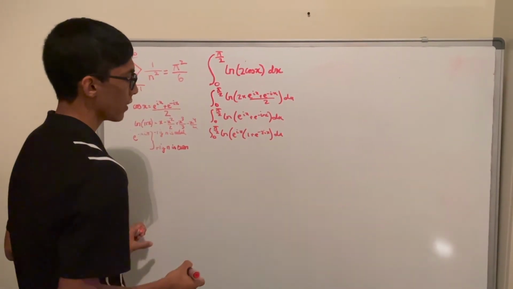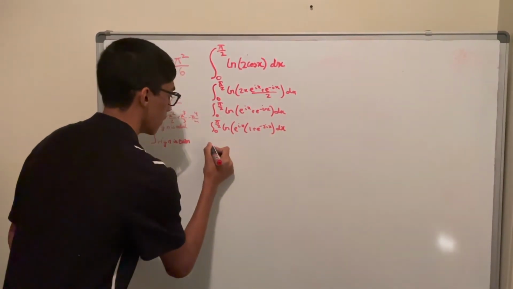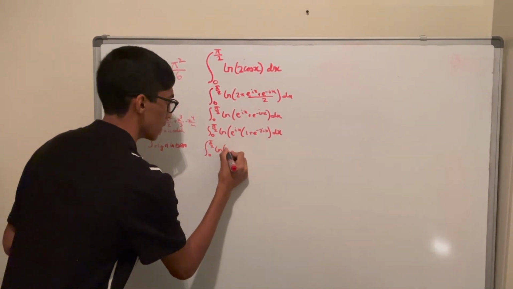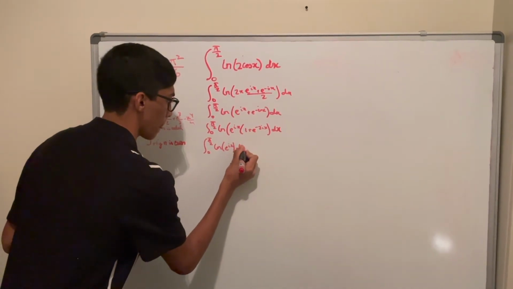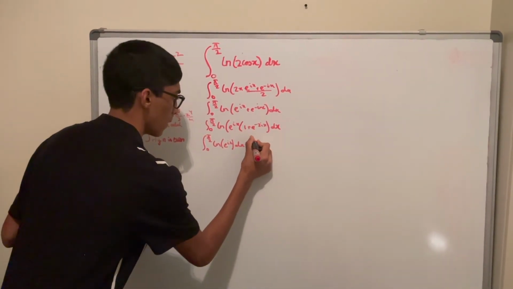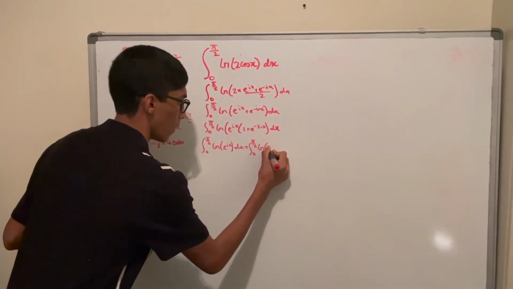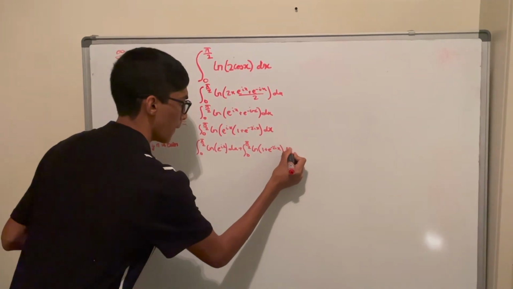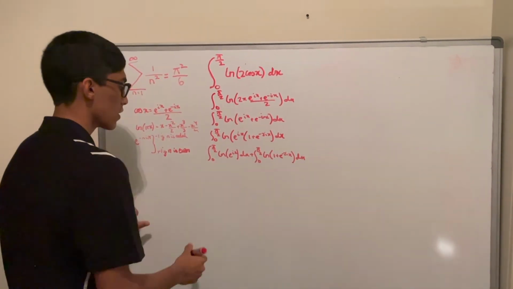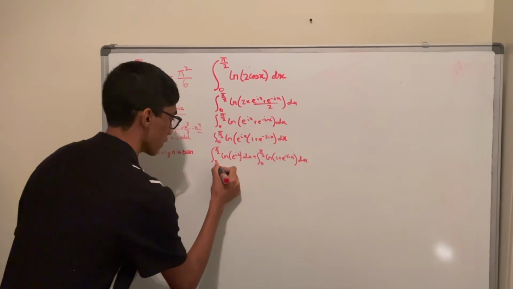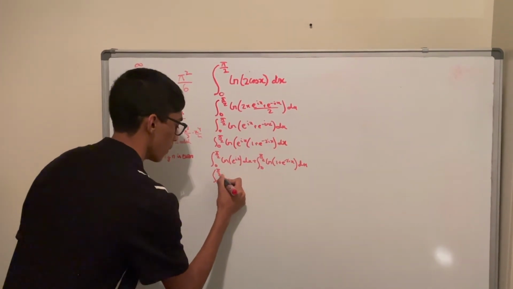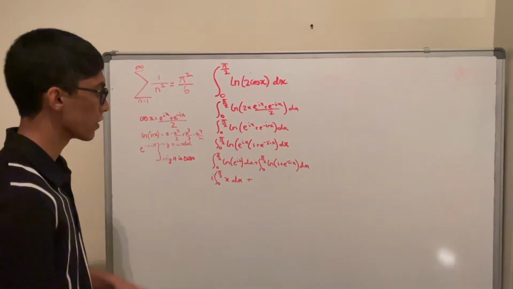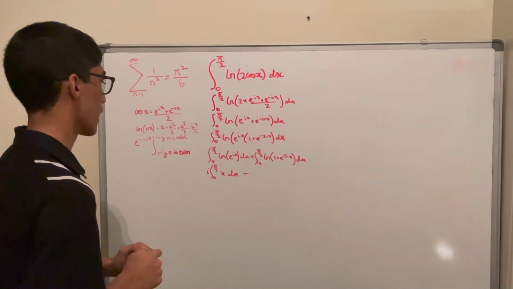And now we can separate this integral into two integrals. ln of e to the power of ix dx plus ln of 1 plus e to the power of minus 2ix. Now ln of e to the power of ix is just ix. So we have the integral from 0 to pi by 2 of ix dx, which is just this, plus the integration of ln of 1 plus e to the power of minus 2ix dx.